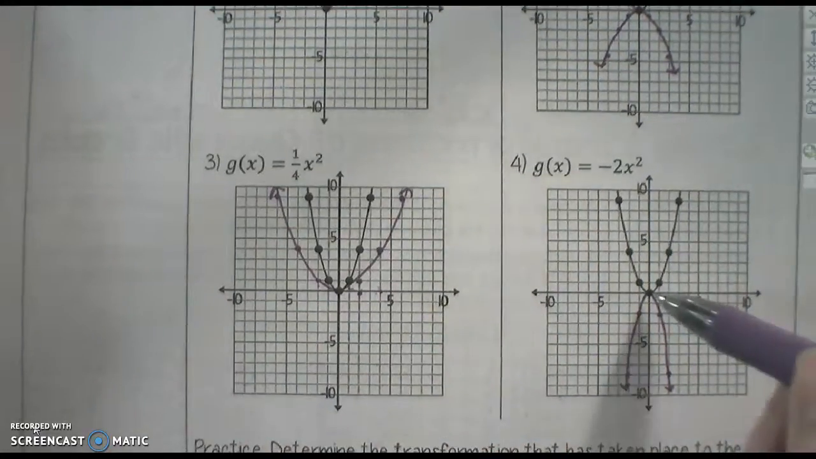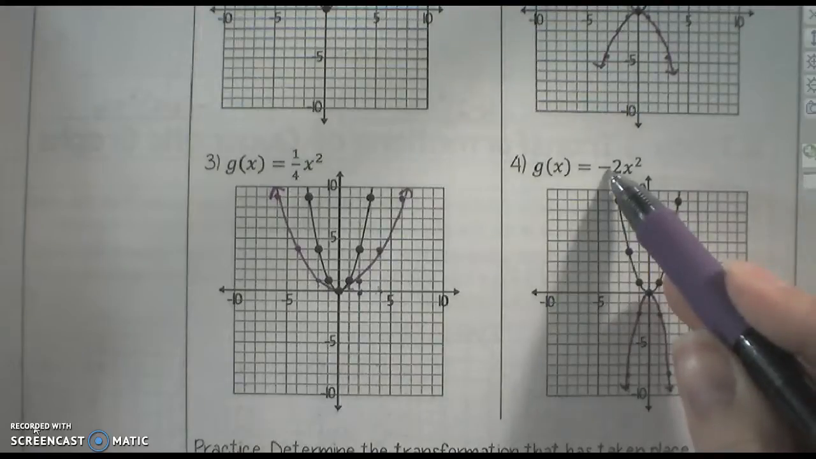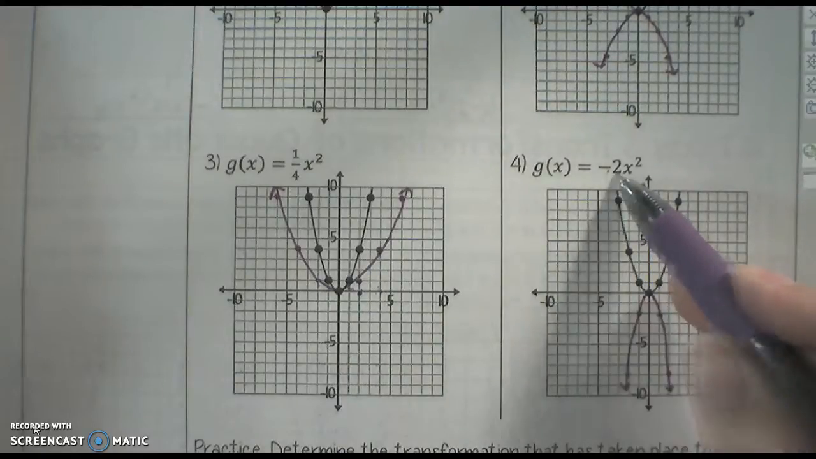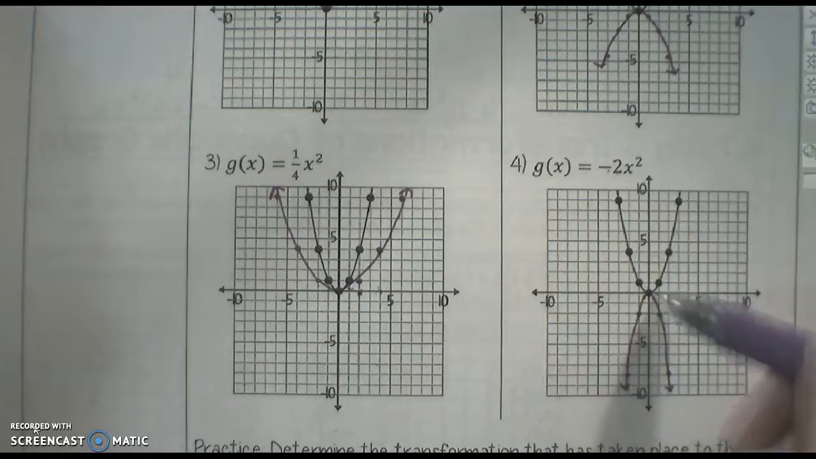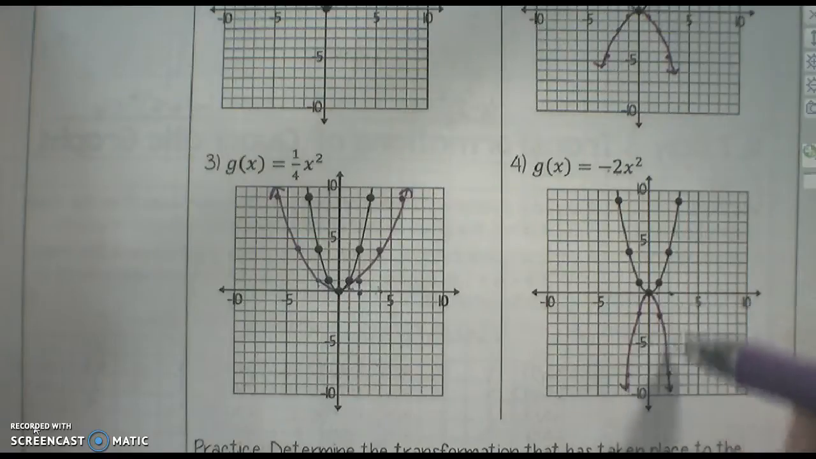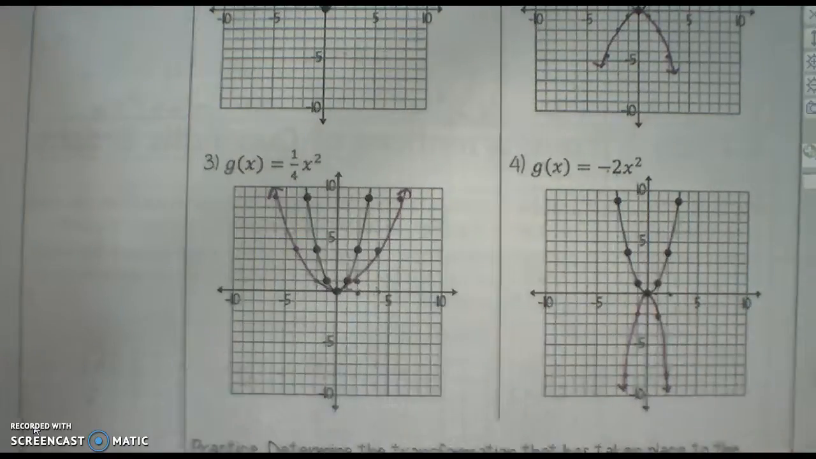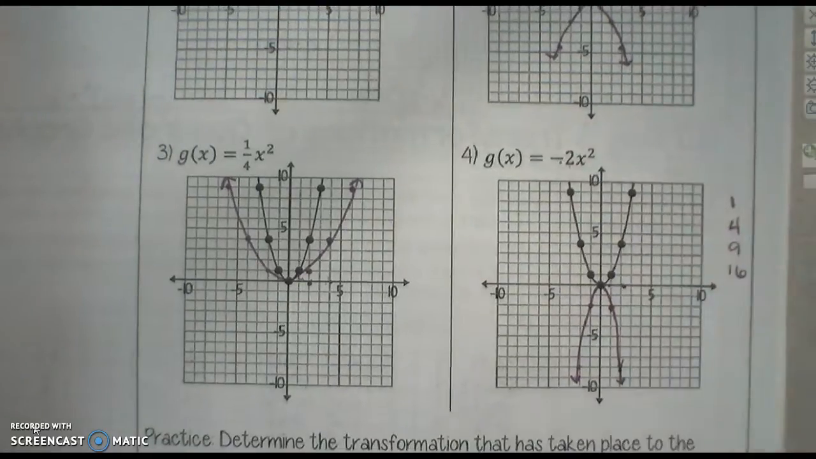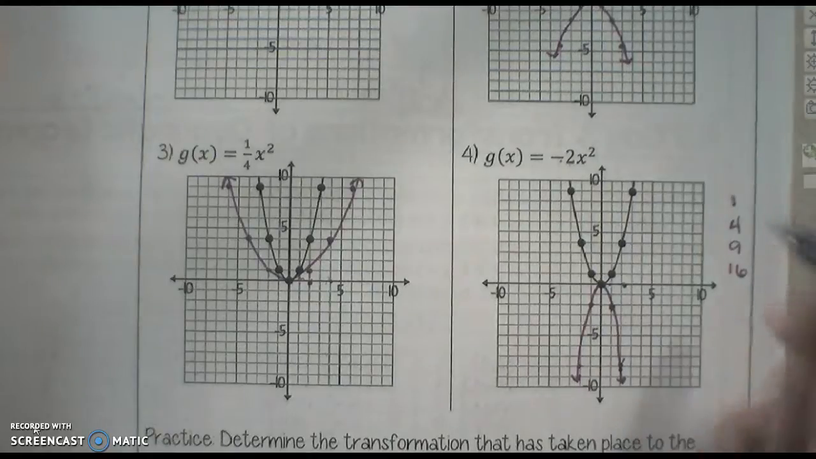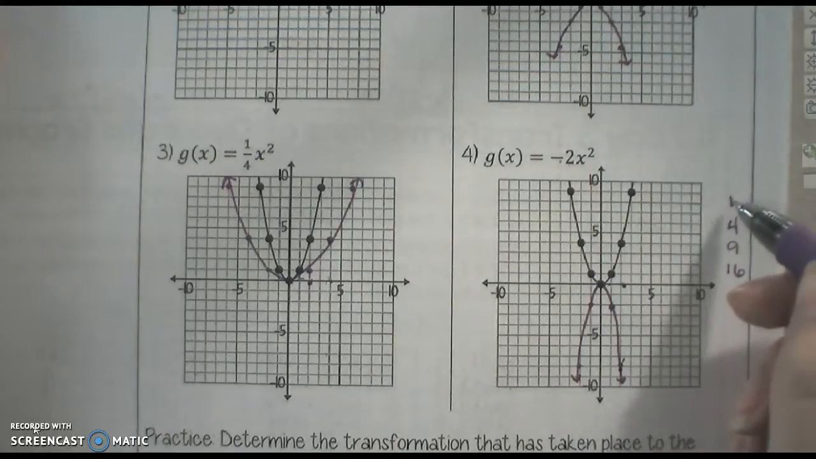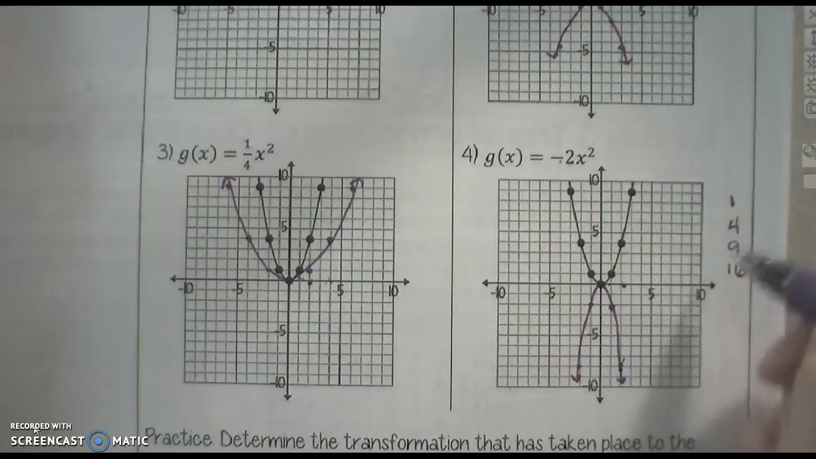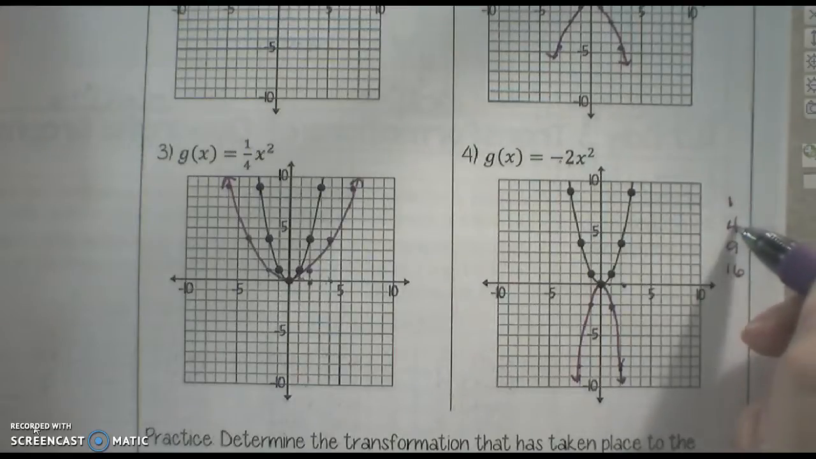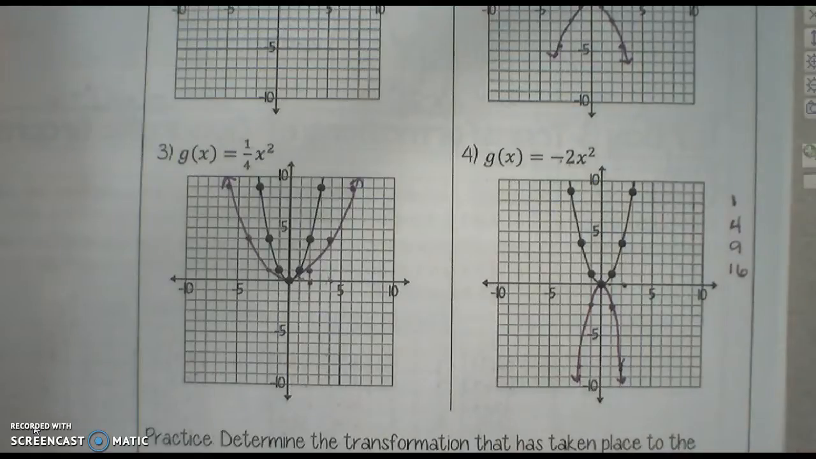For number 4, we want to go down because of the negative reflection, and then 2 times as much as we normally would. So we're going to go over 1, down 2, over 2, down 8. So remember, we're going double what we normally would. So we've got to keep those perfect squares in mind. If you want to write those perfect squares, kind of 1, 4, 9, 16, and then think about, I'm going to go double. So instead of going down 1, I want to go down 2. Instead of going down 4 on the next one, I want to go down 8, etc.